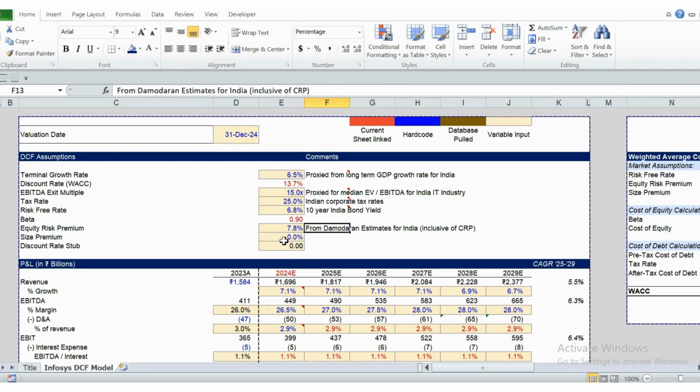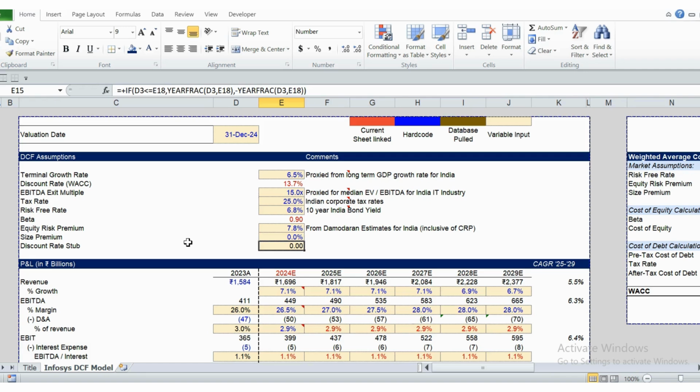Then size premium is again one of the key factors in WACC. Based on size premium, if your company is a small cap or a startup kind of company, then to justify the risk that you are taking by investing in that company, you can adjust the WACC by adding some of the size premium. Then we have discount rate stub.